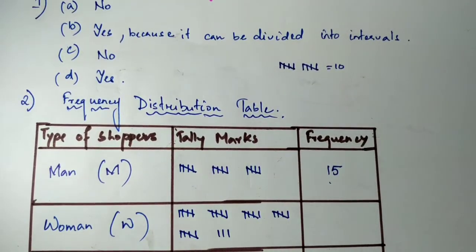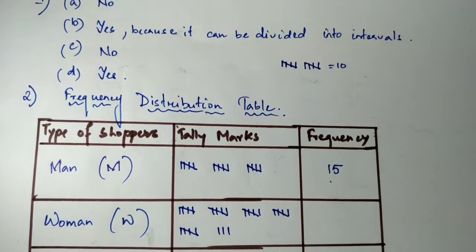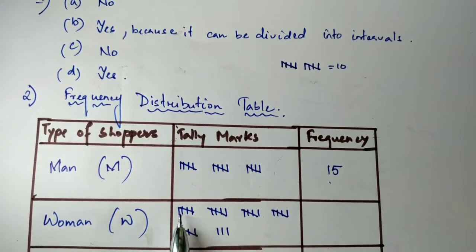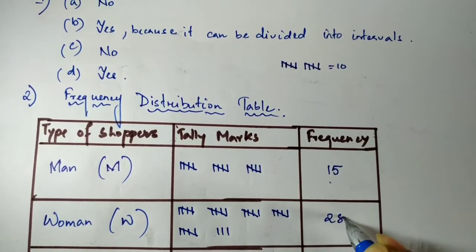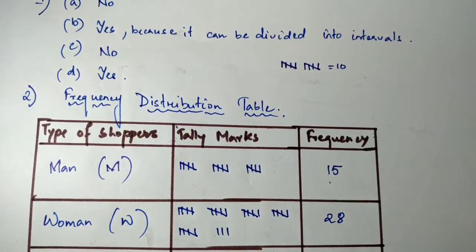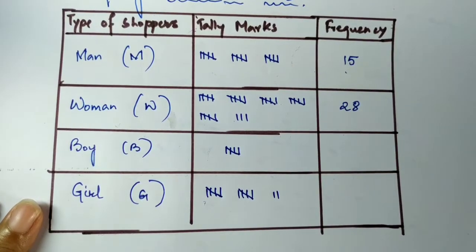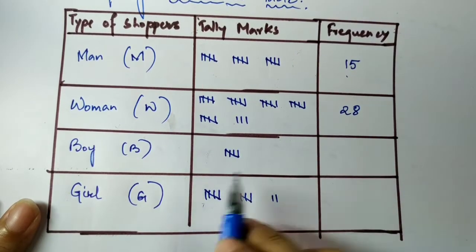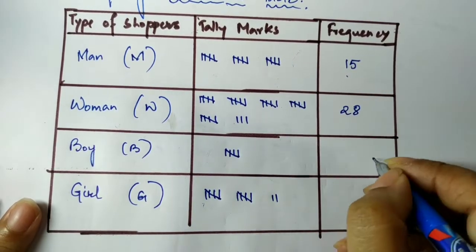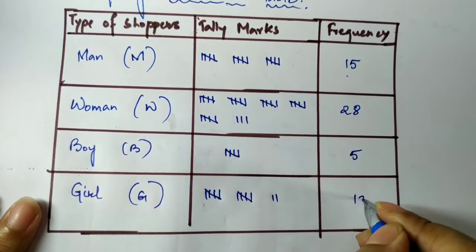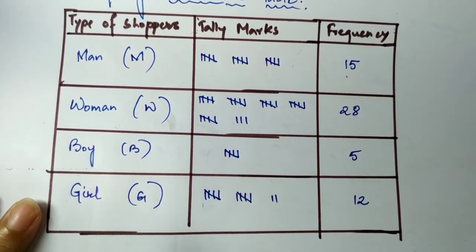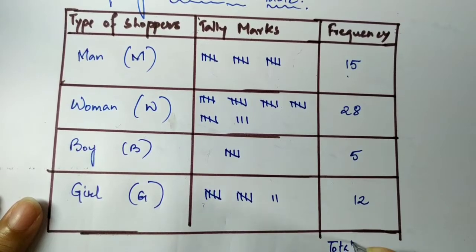Okay, now let's go back to the women. For women, if you see, this many women are there, so 5 plus 5, 10, 15, 20, 25, 26, 27, 28. So the number of women, that is the frequency of women, is 28. So let's go for the boy and the girl. For the boy, we have this many, so 1, 2, 3, 4, this is 5, and for the girl, it is 12. So if you add this up, you get the total as 60.